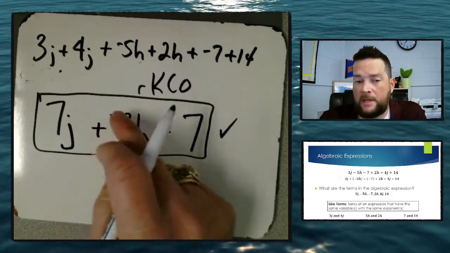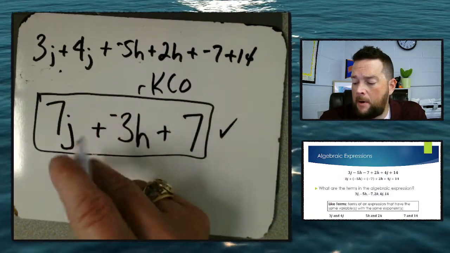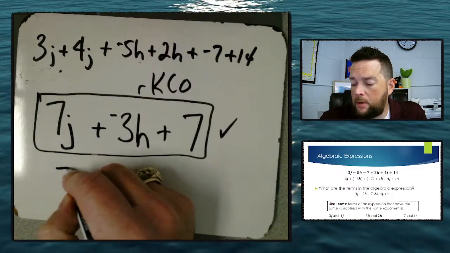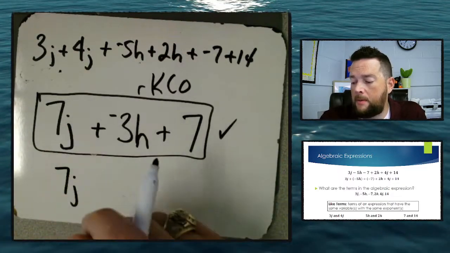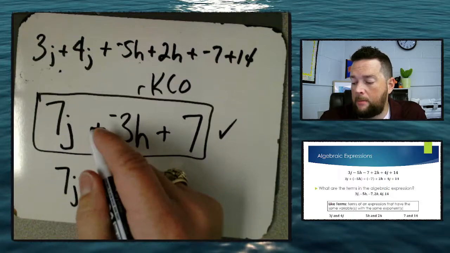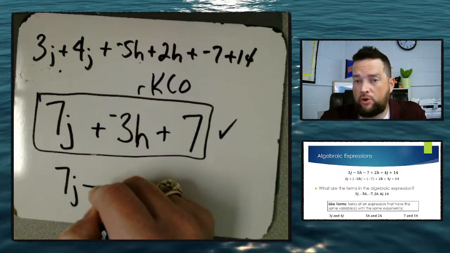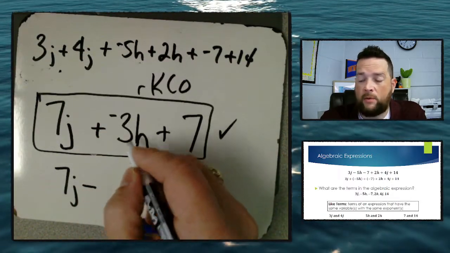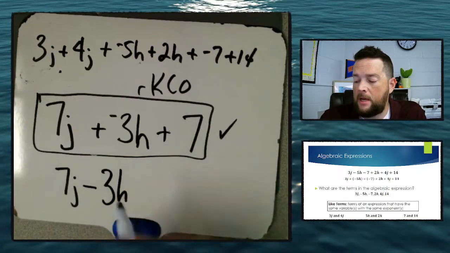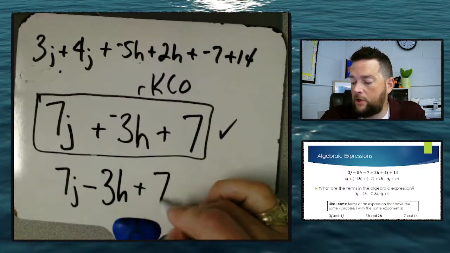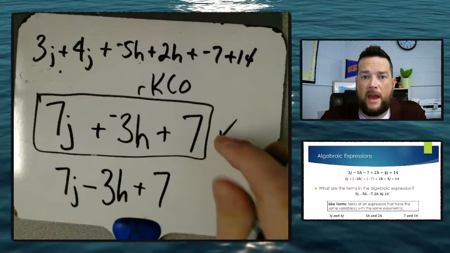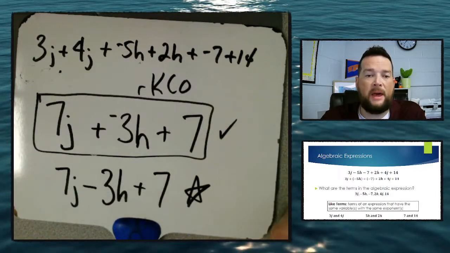So if I see a plus negative situation like this, I'm going to apply reverse keep, change, opposite. I'm going to keep the number in front of that plus sign. I'm going to turn that plus sign back to subtraction, and I'm going to take that negative 3h and turn it to its opposite, just like that, and then finish on through. So this is right. This is better, all right?